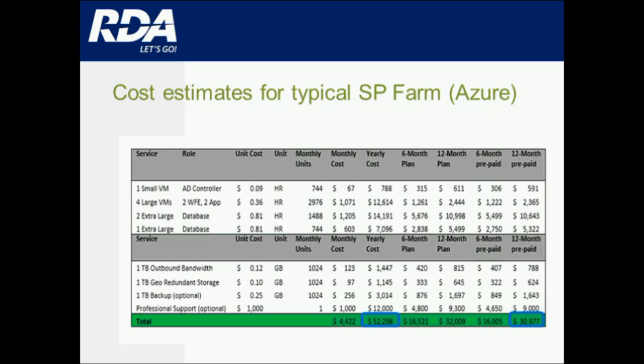And so in this example, we're looking at somewhere between $30,000 and $50,000, depending on whether we prepay for a year or pay per month. So if we prepay, we're looking at about $30,000. For a year, we're looking at over $50,000.